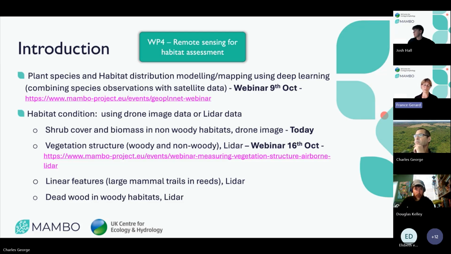Other metrics that we looked at were vegetation structure in woody and non-woody environments using LiDAR. And again, if you're interested in that topic, the MAMBO team will be presenting on the 16th of October. We also looked at linear features using LiDAR, and we looked at identifying and mapping dead wood in woody habitats using LiDAR. Next slide, Charles.